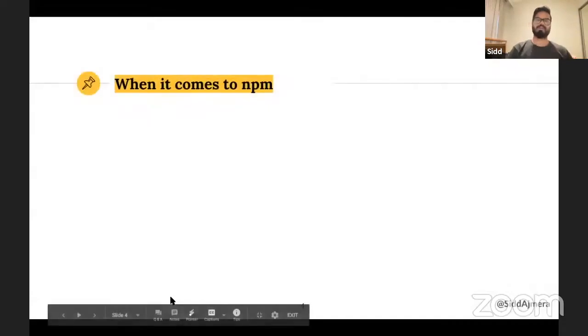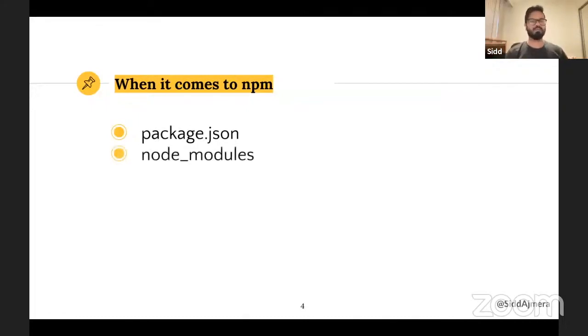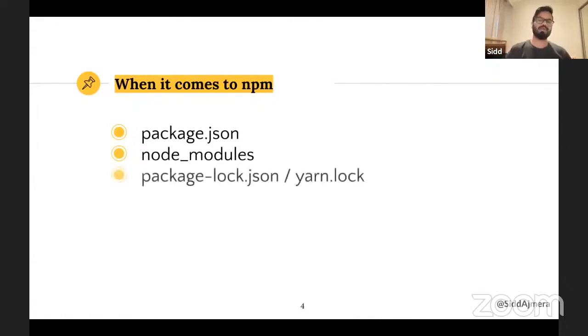Now again, coming back to npm. So whenever we are using npm, you might have come across a few of these things. So one of them is the package.json that specifies all the dependencies that you might have in the project. Then there's a node_modules folder. And this is the folder where any dependency you might have in your project gets installed to. But there is also this file called package-lock.json or yarn.lock file. So what exactly does this file do?